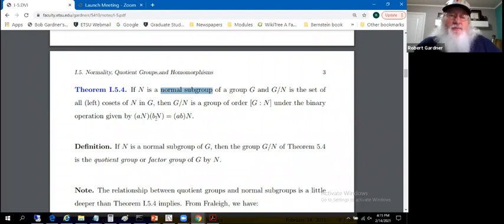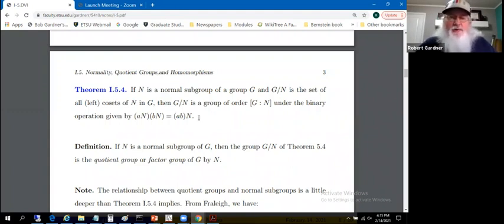Binary operation Na times Nb equals N times ab. I just move the letters to the right instead of the left when multiplying those sets. Normal subgroups, left and right cosets are the same. So this could be written in terms of right cosets instead of left cosets. So there's no particular claim there.